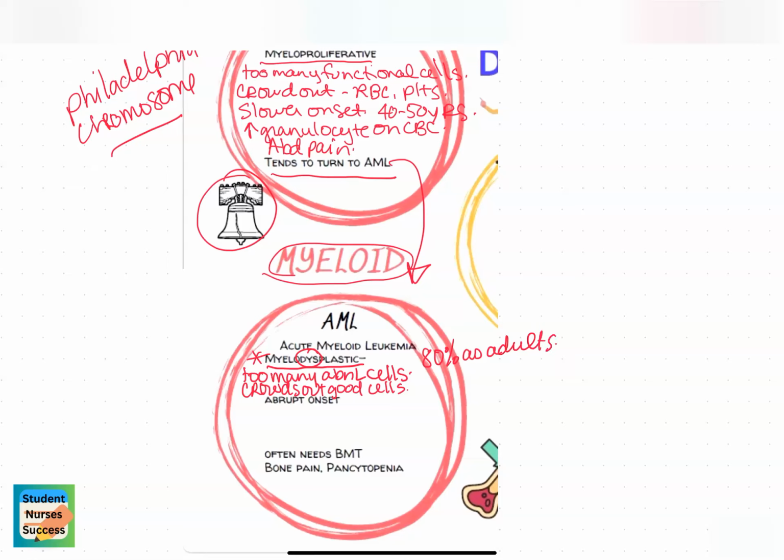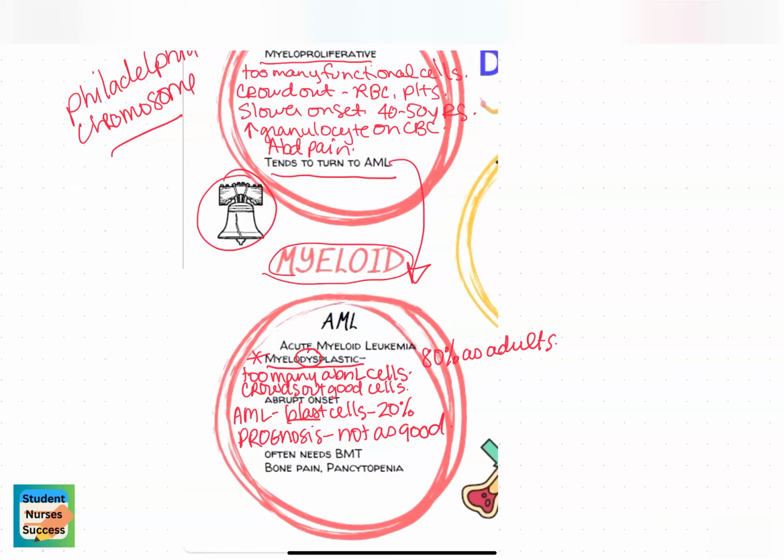And we know that it has an abrupt onset, and we know that it's AML when we see blast cells taking up about 20%. And blast cells are not good. Blast cells are those dysfunctional cells. Now, the prognosis with AML is not as good. It's a little bit more aggressive.